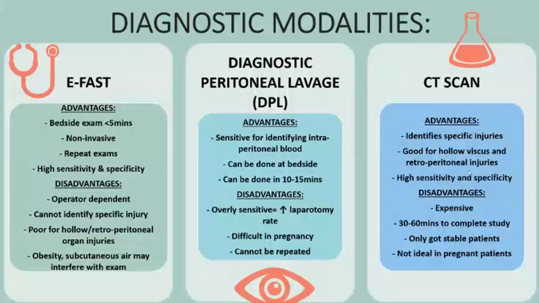Ideally, it's also only for stable patients, so your unstable trauma patient would benefit much more from an EFAST than a CT scan. And it's not ideal in pregnant patients because of the radiation. However, it shouldn't be omitted because of pregnancy. What's important to take home from this, especially in our setting at Rahima, is that just because a patient is pregnant doesn't mean that they shouldn't get a CT scan.